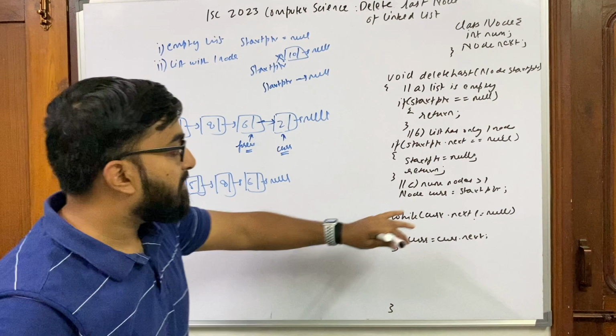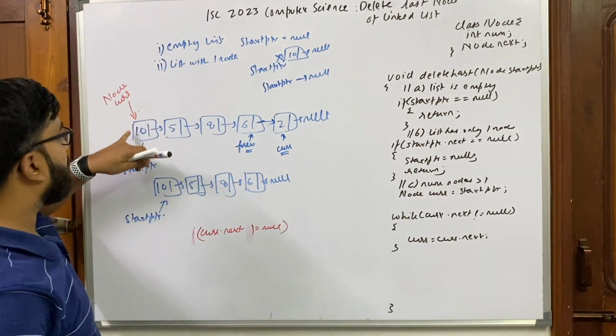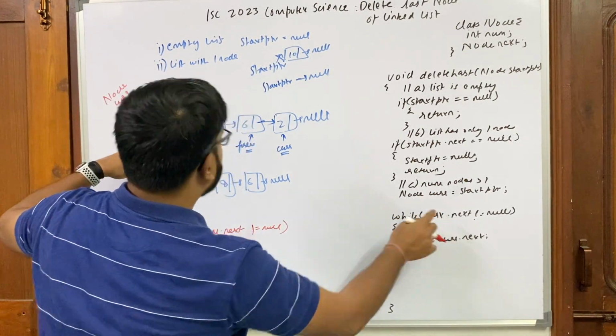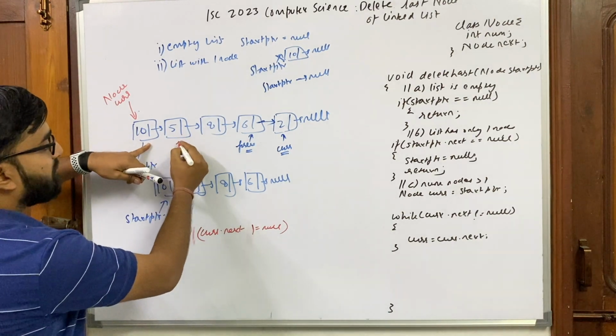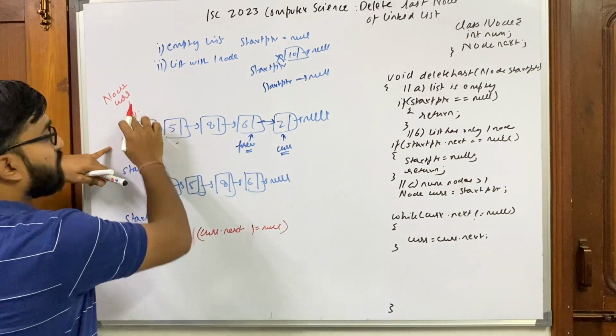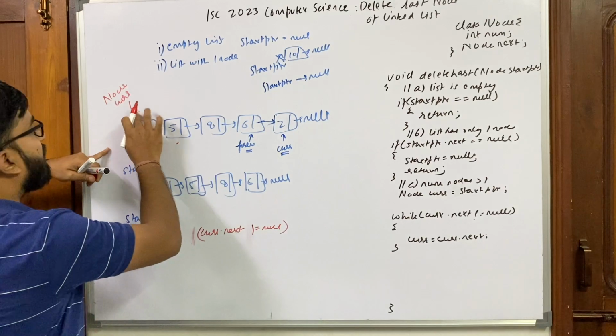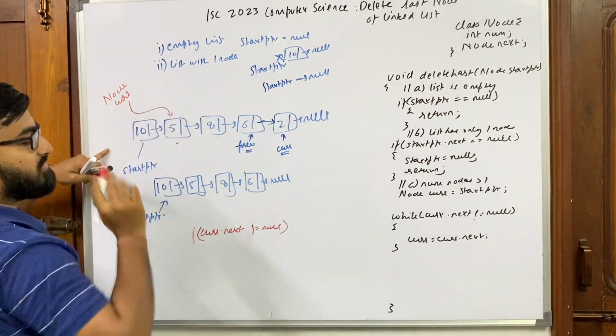Okay, so let me try to run this. When you are here, current is set to this node. You say current dot next is not equal to null. Current dot next is this node, this is not null, which is true, so you do current is current dot next. Now current points to current's next, which is this.